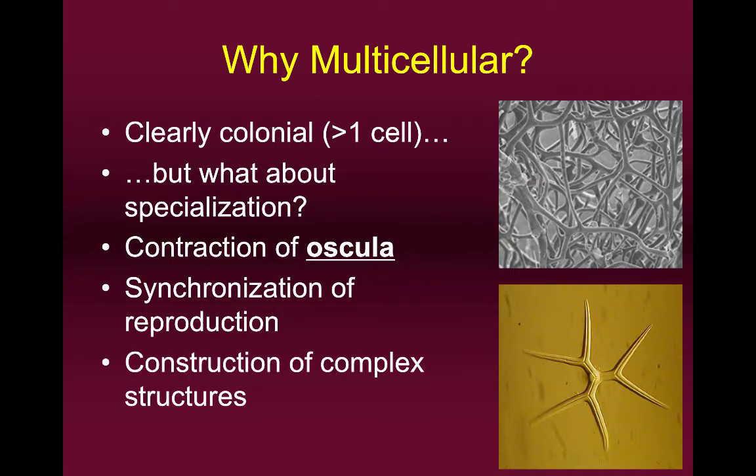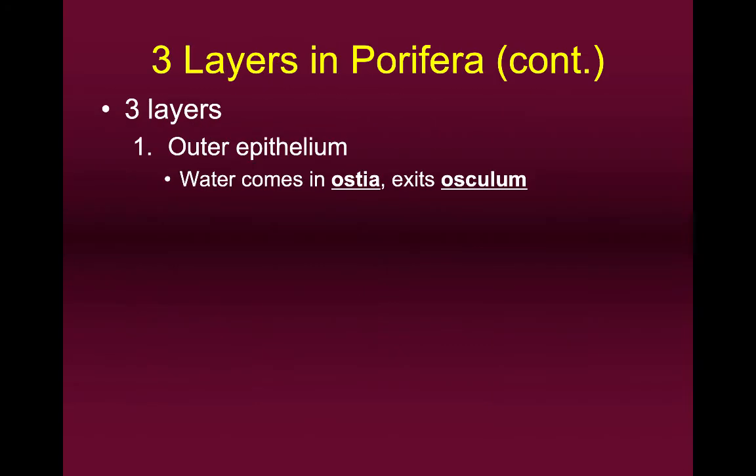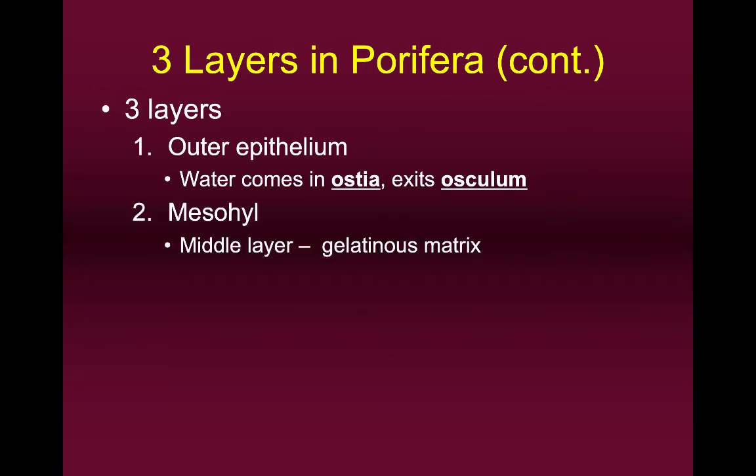And then just building those big complex structures like those barrel sponges or those tube sponges does require a degree of cooperation that you wouldn't really see if it was strictly a colonial organism. All right, so the outer layer of a sponge is called the epithelial layer. This is where we find the ostia or pores. Pores and ostia are the same thing. The osculum is still technically part of the epithelium as well. So a lot of the water incurrent and excurrent function happens through the epithelium.